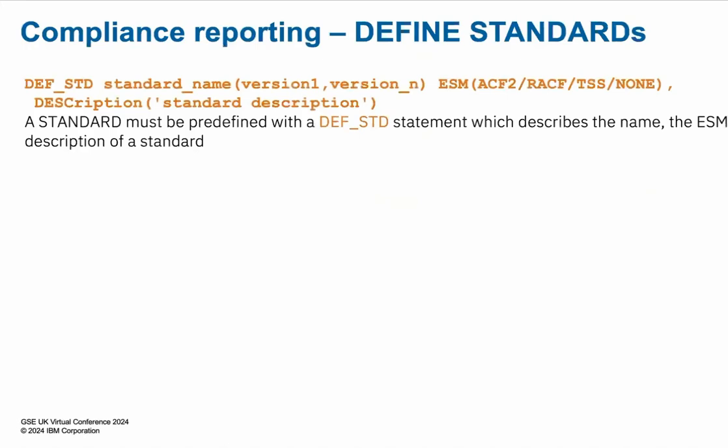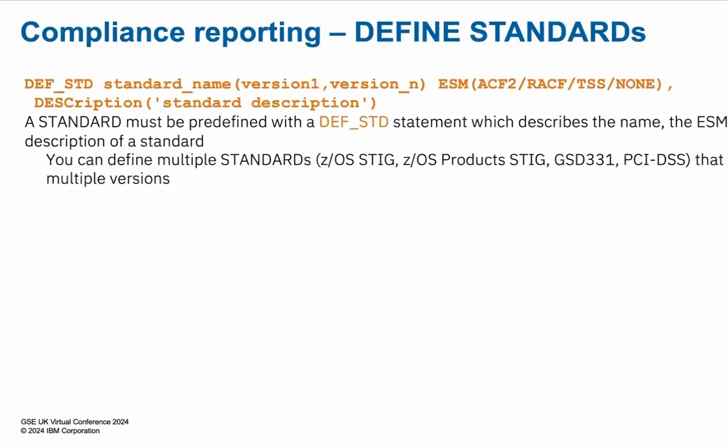Okay, so we have the define standard statement. Any standard must be predefined with this statement, DEF_STD, which describes the name, the ESM and the description of the standard. So we can create our own name. We can call the standard what you would like to call it. You can give it different versions because we support multiple versions, and you can assign the ESM that is applicable to this specific standard, and you also have the description.